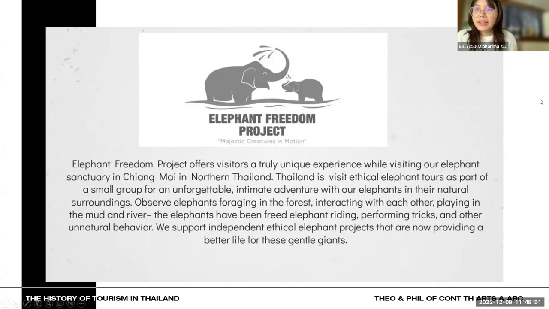This one is quite interesting because it is in Chiang Mai. In Chiang Mai, we have a project called the Elephant Freedom Project. In the Elephant Freedom Project, they offer tourists the chance to come and pay a fee, like 1,000 baht or something, to have a unique experience while visiting the elephant sanctuary in northern Thailand, Chiang Mai, of course.